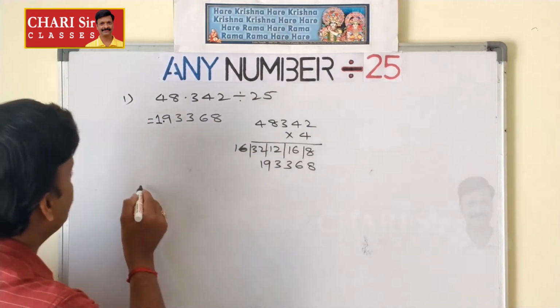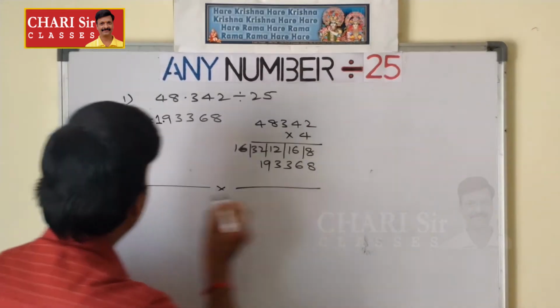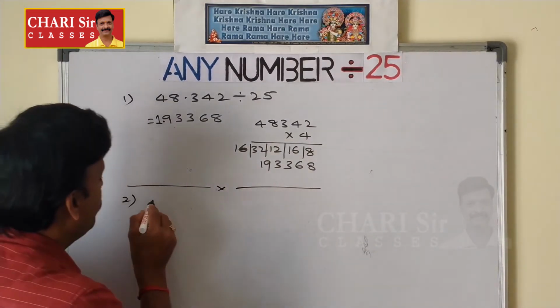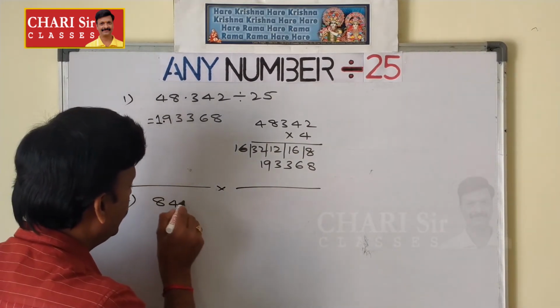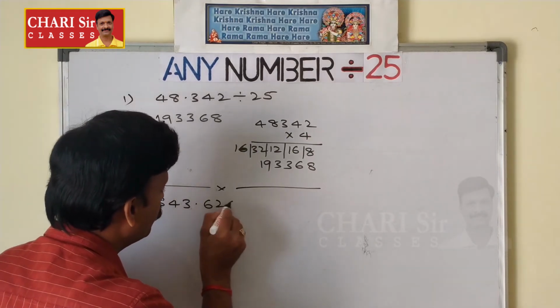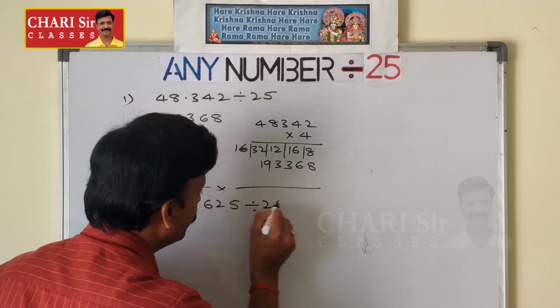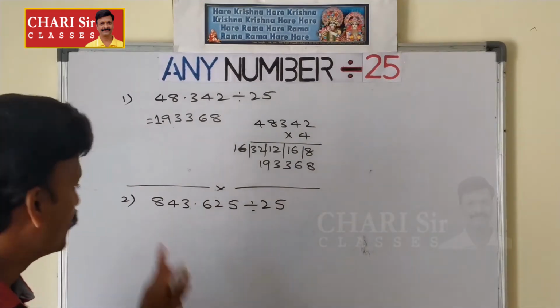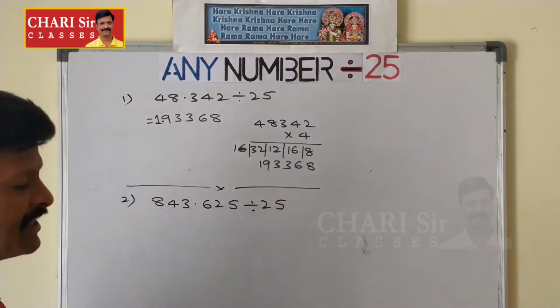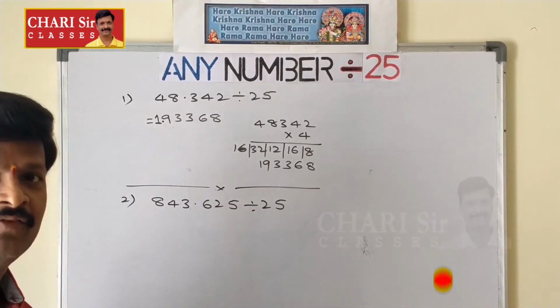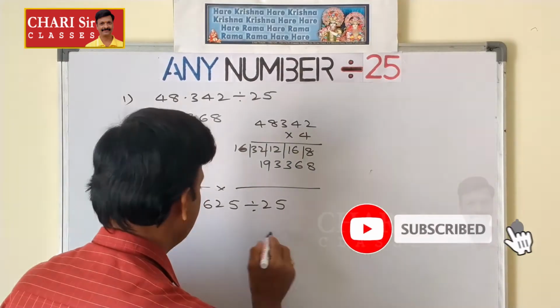Let's consider one more little big number, example number 2, that is 843.625 divided by 25. In total, if you consider the digits, there are 6 digits, and you are dividing by 25. How to do it using the technique?